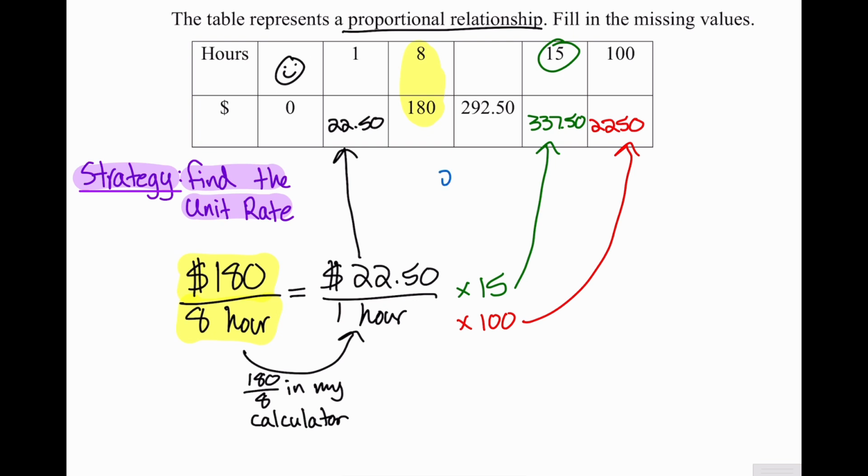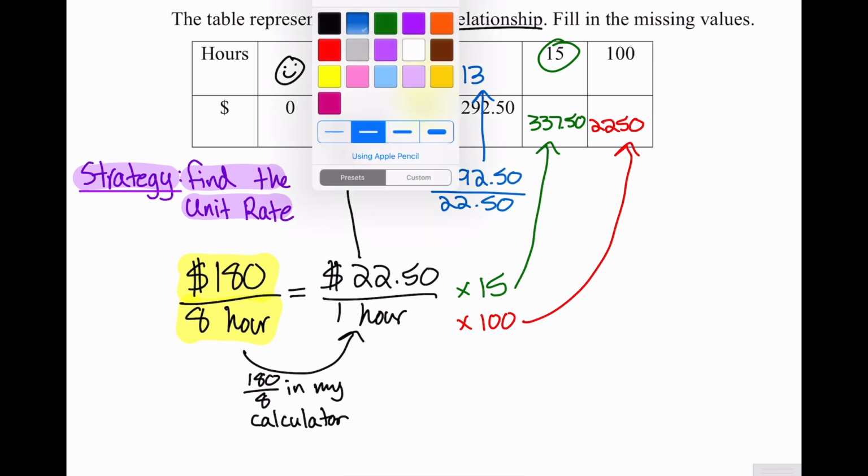If we take $292.50, and we divide it by how much? By 22.50. So how much we made divided by what we're making an hour, that will give us 13 hours. And again, that should be in your calculator. Anything that you plug into your calculator should be on your paper.